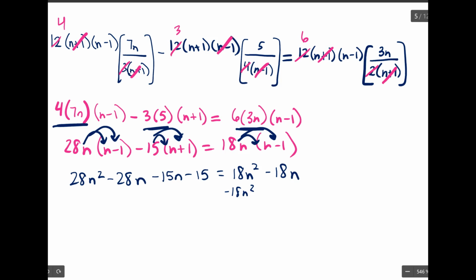Minus 18n squared from both sides. 10n squared minus 43n minus 15 equals negative 18n. Add 18n on both sides. 25.